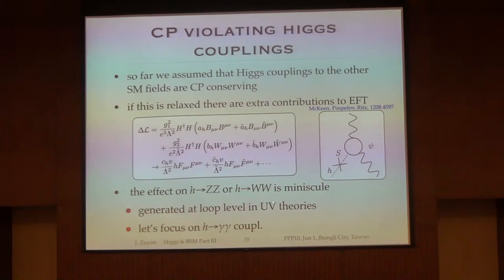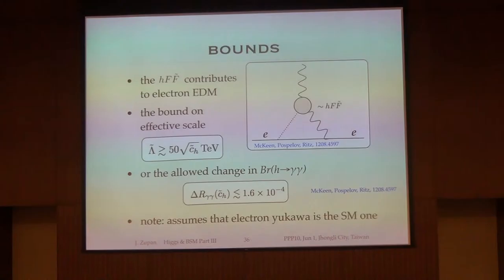So you have two fields, there's CP violating couplings sitting there, and at one loop you'll generate these types of operators. So I'll focus on Higgs to gamma gamma. On the next slide, we'll see that there are bounds because you generate the electron EDM. From a diagram like this, you would generate an electric dipole moment for the electron, and the bounds are severe. The effective scale that you need is on the order of 50 TeV or so. If you want to translate this into the branching ratio for Higgs to gamma gamma, it's a very small branching ratio.